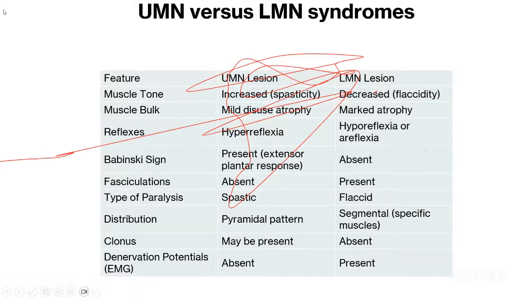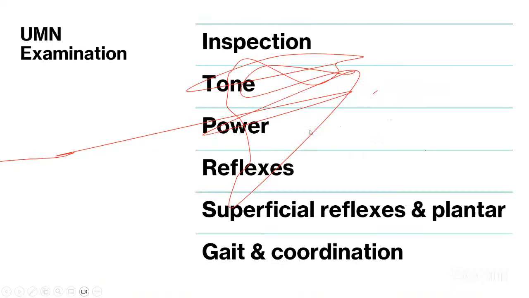Before going into the examination, I'll just tell the UMN and LMN. The tone will be increased in the UMN, in LMN it will be decreased, and bulk will be maintained. I think I've discussed this already. I'll just go for the next examination. For the UMN, the motor examination includes inspection, tone, power, reflexes, superficial reflexes or plantar reflexes, and gait and coordination.